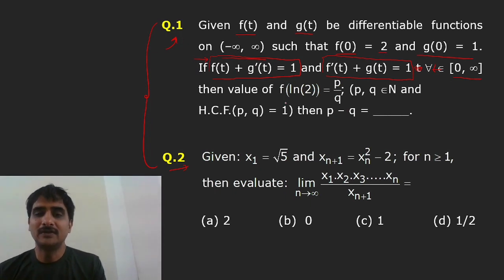Okay, then the value of f(ln 2) is p by q, where p and q are natural numbers whose HCF is 1, they are in the simplest form. That's what it means. HCF is 1. Okay, then the value of p minus q is, okay, let's start.